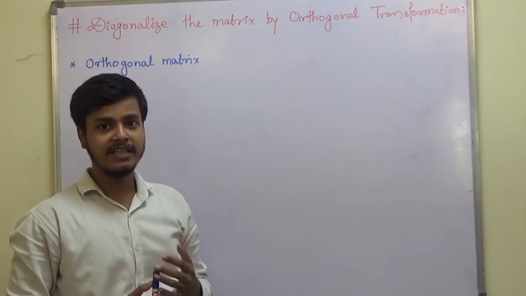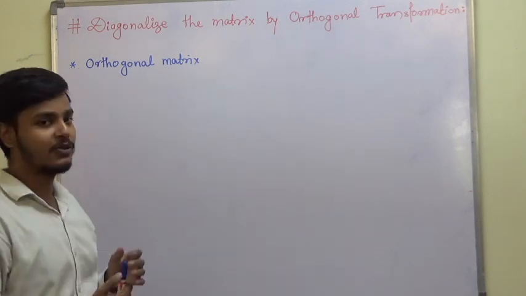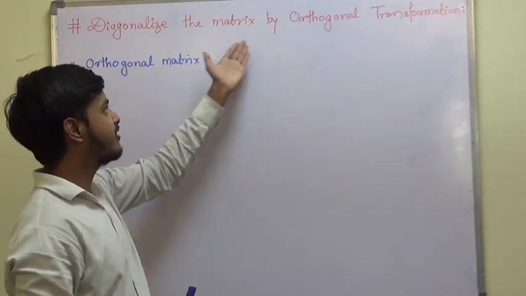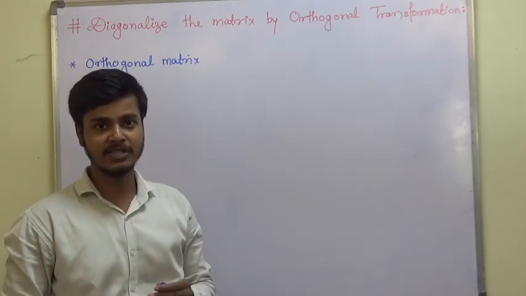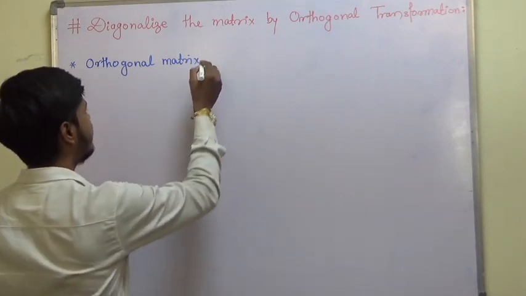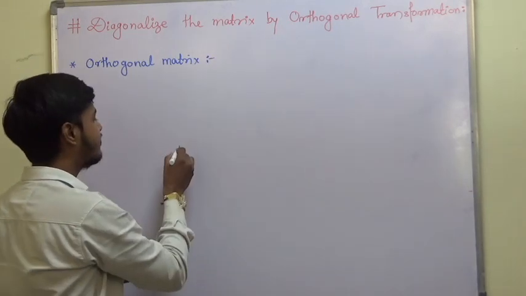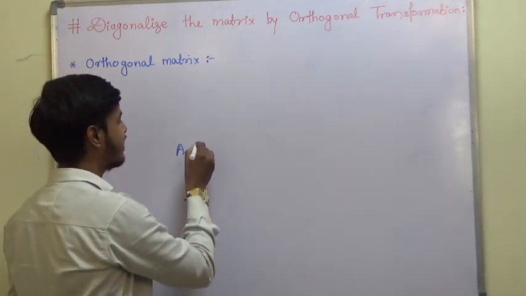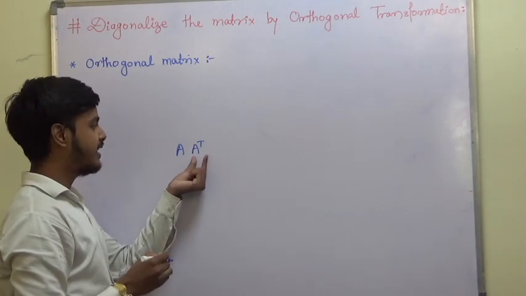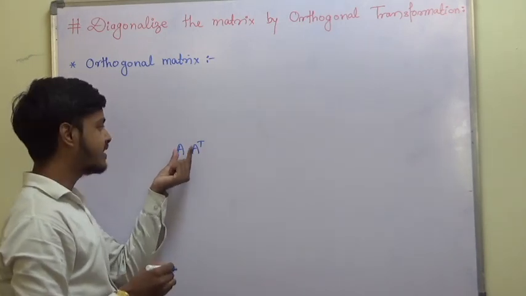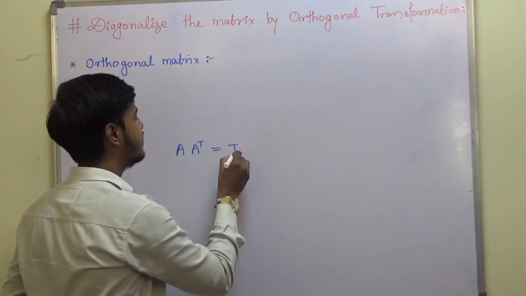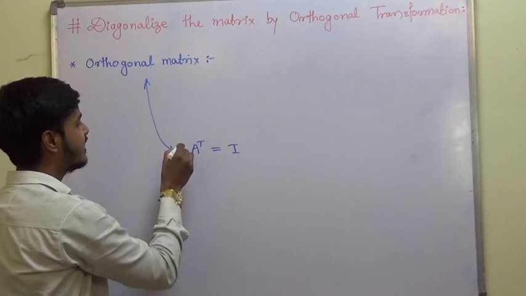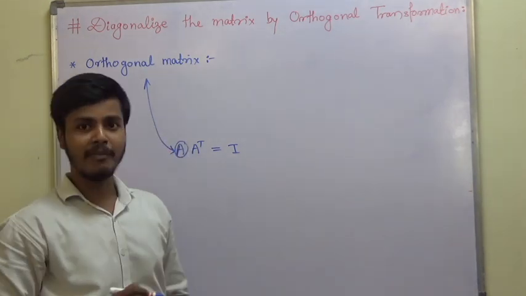So without wasting time, let us see the definition of orthogonal matrix. Orthogonal matrix is very important when you are learning the topic Diagonalize the matrix by orthogonal transformation. Suppose you have a matrix, say A. Then take the transpose of this matrix, so A^T denotes the transpose of this matrix. If the multiplication of this gives you an identity matrix, then we say that matrix A is an orthogonal matrix.